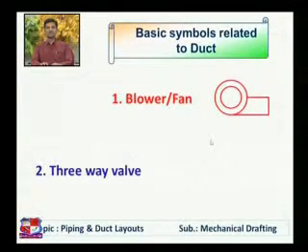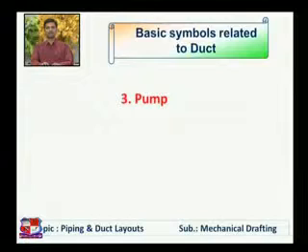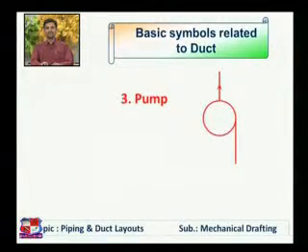The second symbol is the three-way valve. It is drawn like this. Three-way, 1, 2 and 3. The flow of fluid may be in any direction, depending upon the operation of the valve. This valve allows the flow of fluid in any particular direction, and this is the symbol to show a three-way valve. Then another symbol which is used in duct for a pump is this. If this symbol is drawn in a circuit, it means that it is a pump.